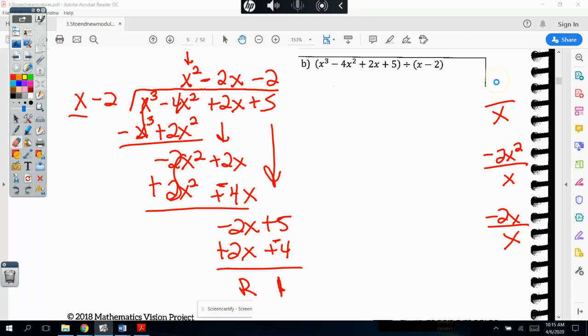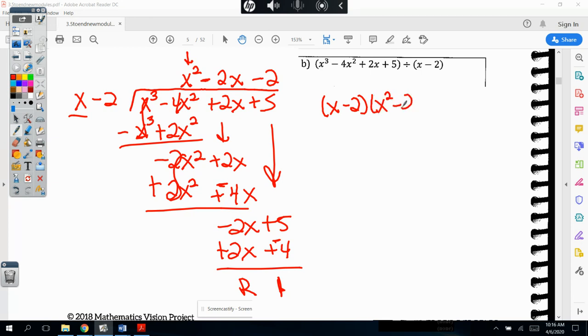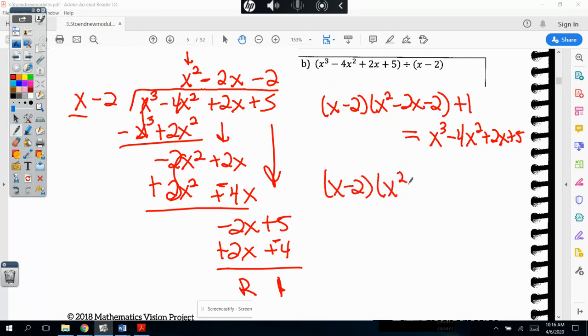So this is where there wasn't space to write these statements down. When you write your statement, it's not a factor. So this times this does not equal that. There would be leftovers. So you could say x minus 2 times x squared minus 2x minus 2, if you add the additional 1, that could equal x cubed minus 4x squared plus 2x plus 5. Or you could write it as a fraction, and it would be plus 1 over x minus 2. And then I'm just going to write it up that way because I don't want to write it again. That guy. Okay.